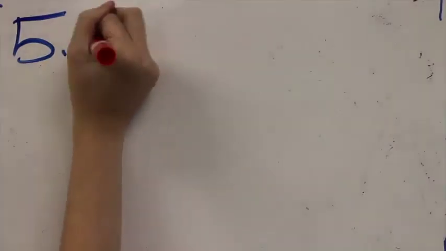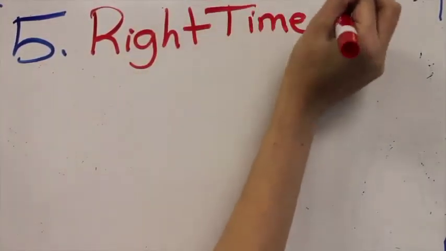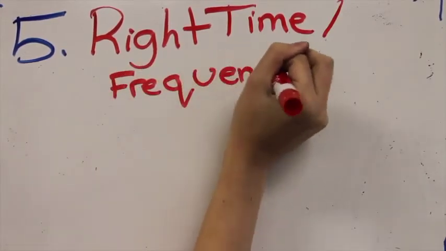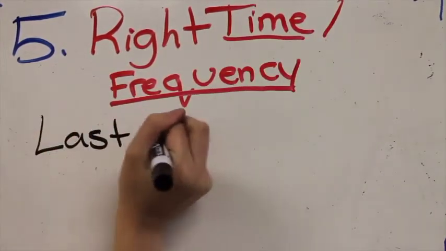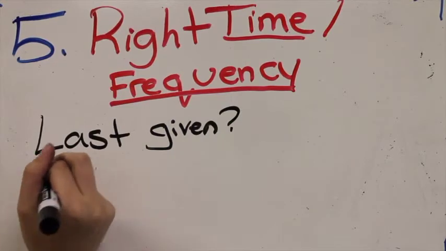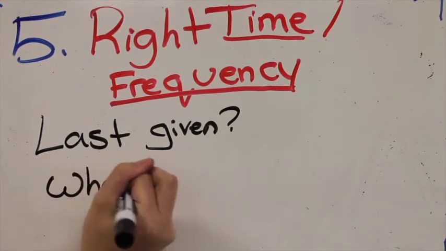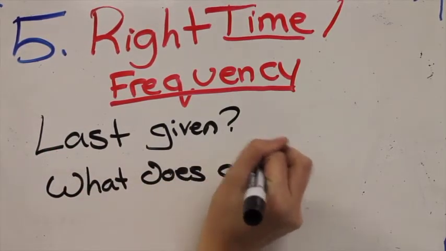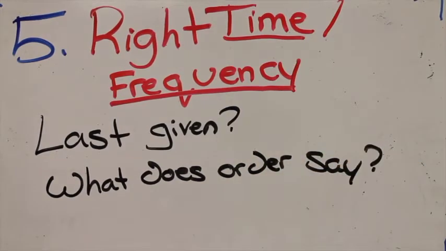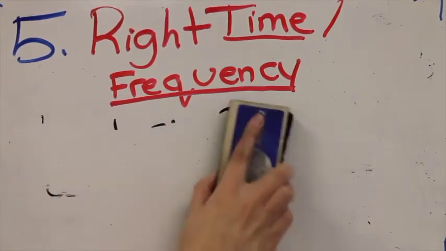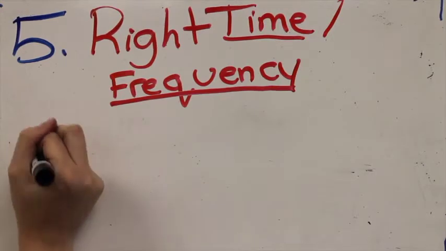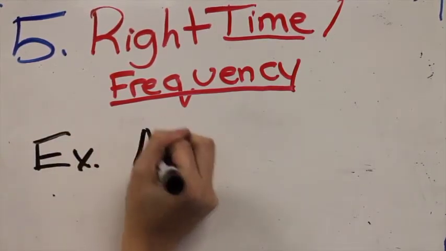The fifth right of medication administration is the right time or frequency. So you need to check the order to see when the last time it was given, when it should be given. Say the drug was given at 6 o'clock and it's Q4H, which is every 4 hours, you need to give that medication at 10 o'clock.